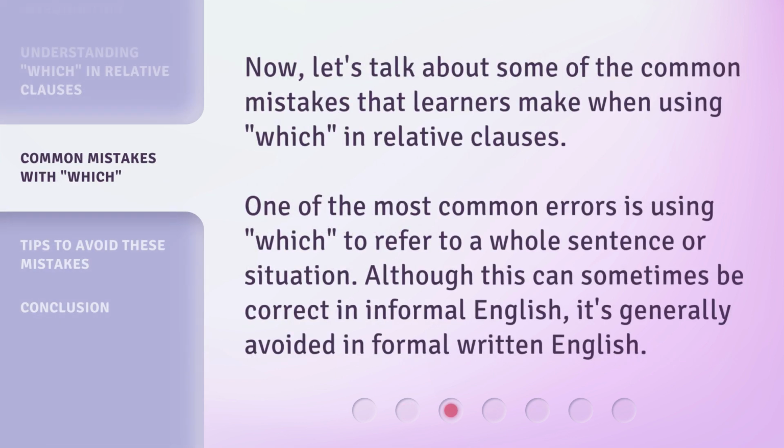Now, let's talk about some of the common mistakes that learners make when using which in relative clauses. One of the most common errors is using which to refer to a whole sentence or situation. Although this can sometimes be correct in informal English, it's generally avoided in formal written English.